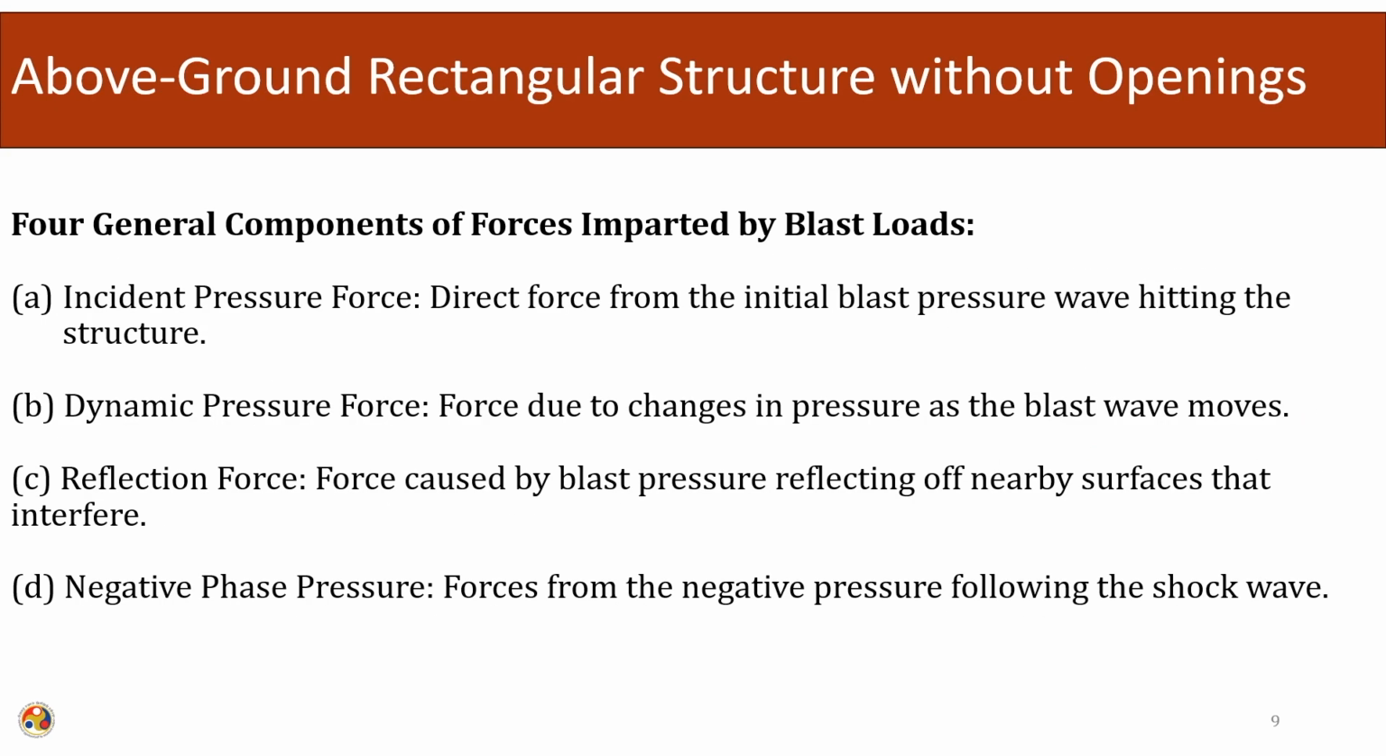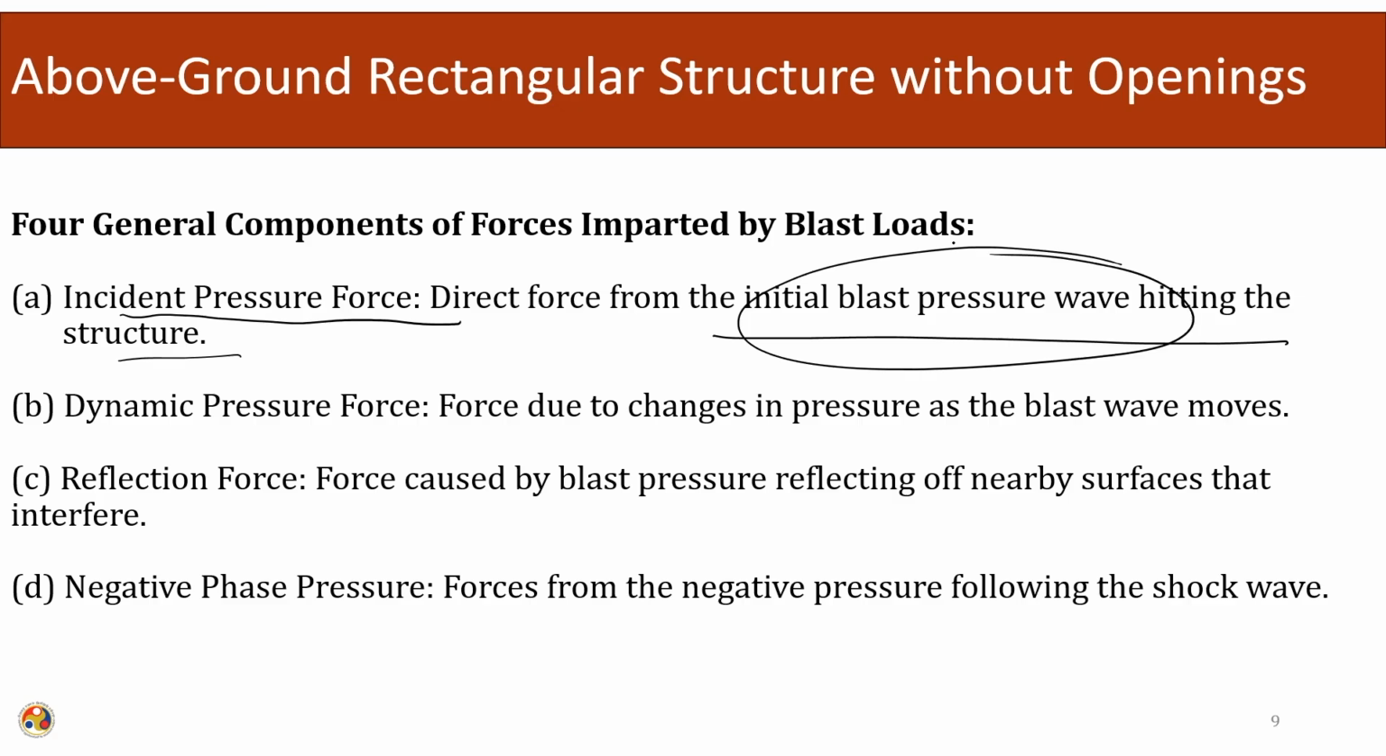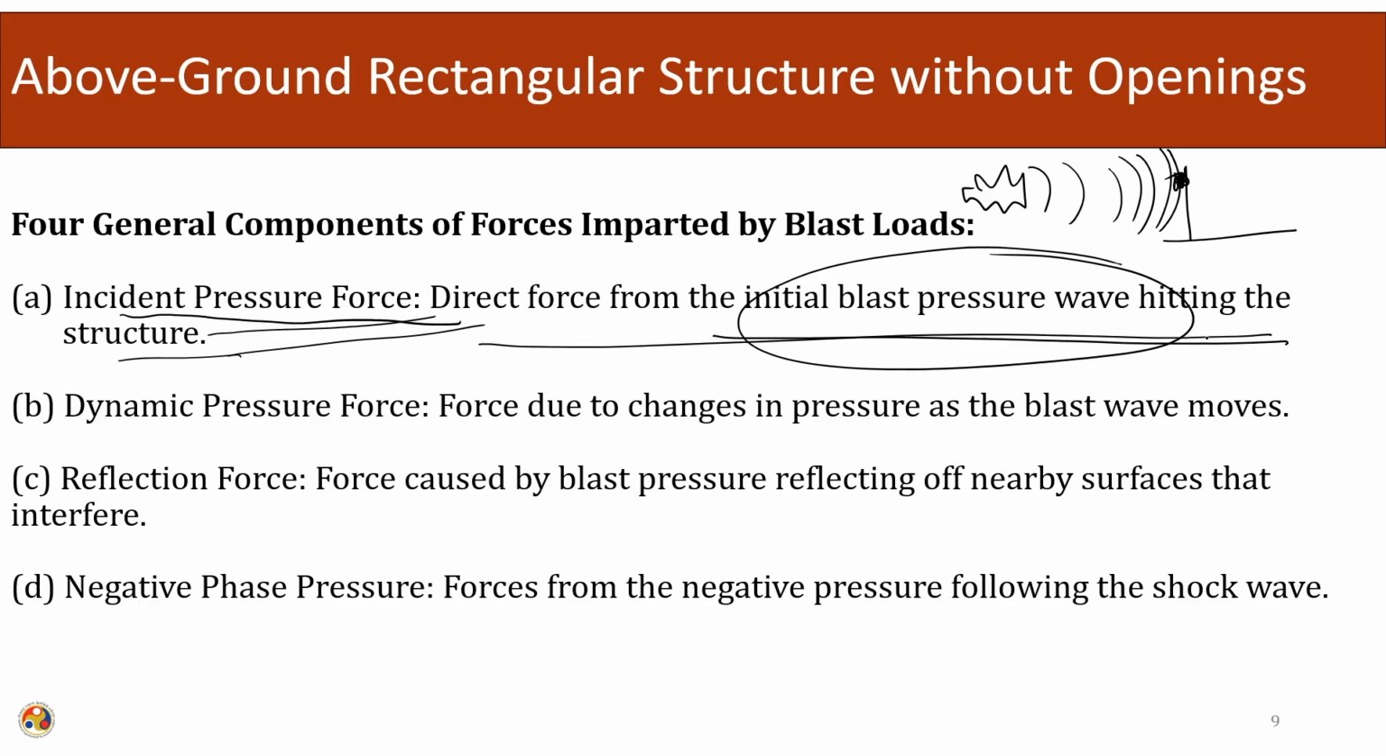So, there are 4 general components of the forces imparted by the blast loading. There is the incident pressure force. So, this is the direct force from the initial blast pressure wave hitting the structure. So, this is the first thing that the structure sees. If the structure is like this and there is no reflection, let us assume that there is no reflection, then what the structure sees at the very onset is the incident pressure. So, the force caused by the incident pressure is the first thing that the structure sees.